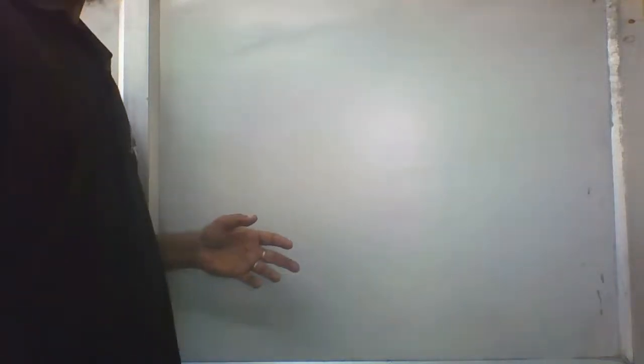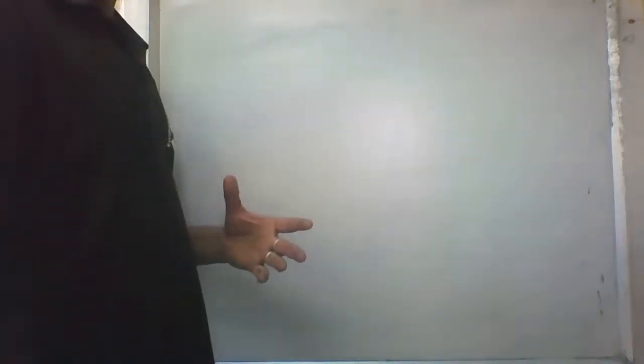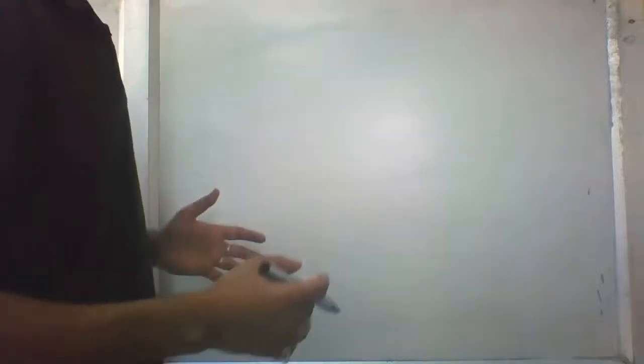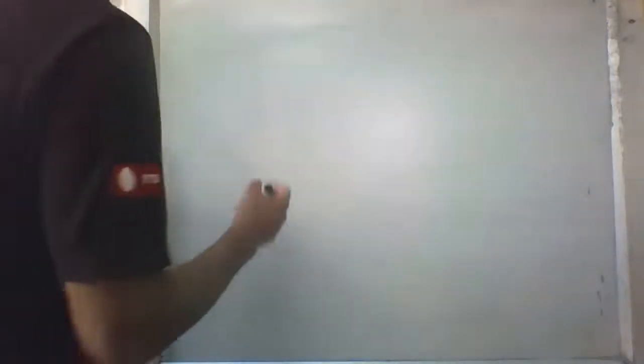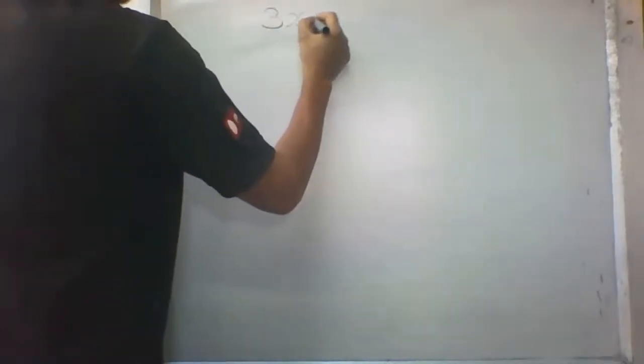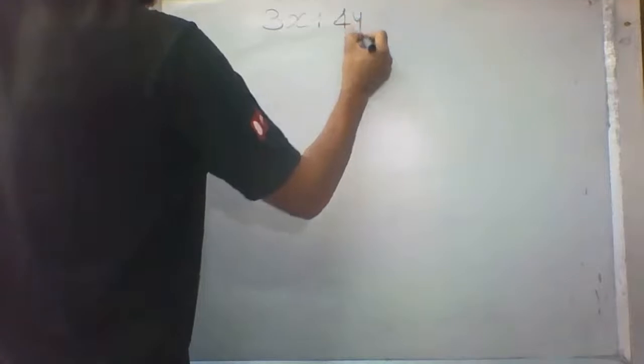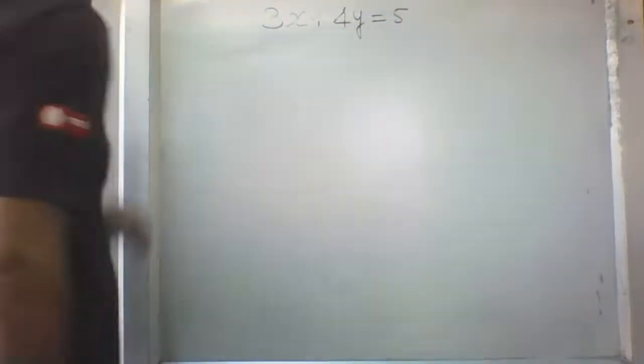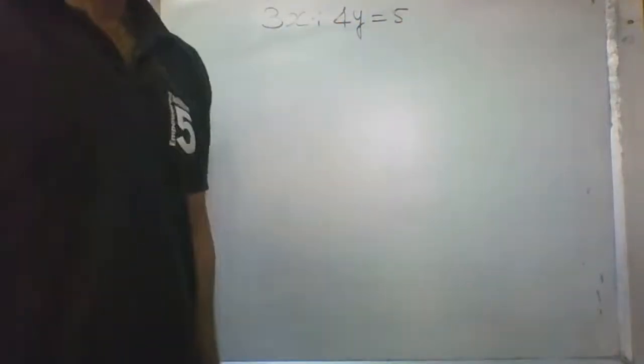So now, students, we are continuing with coordinate geometry. And first, I am going to write a linear equation. Suppose 3x plus 4y is equal to 5 is a linear equation.